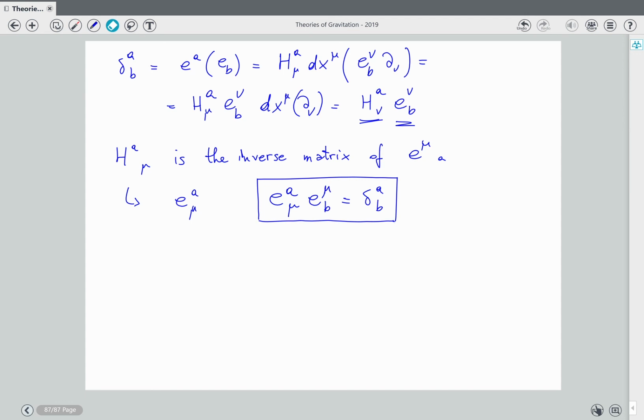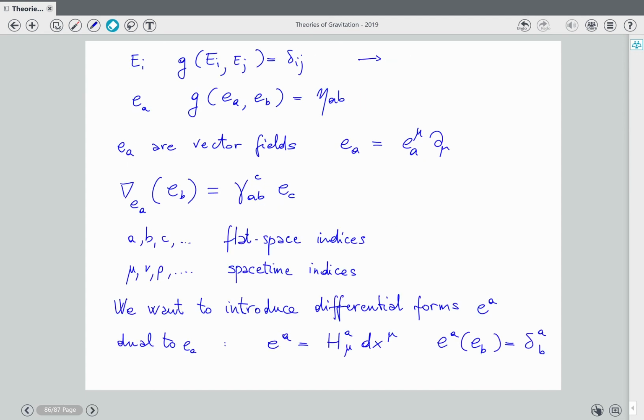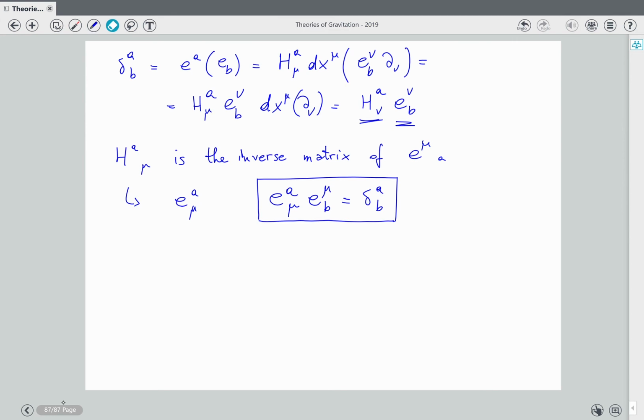And this allows us to define differential forms, which will look like this. E superscript A equal to E A mu dx mu.